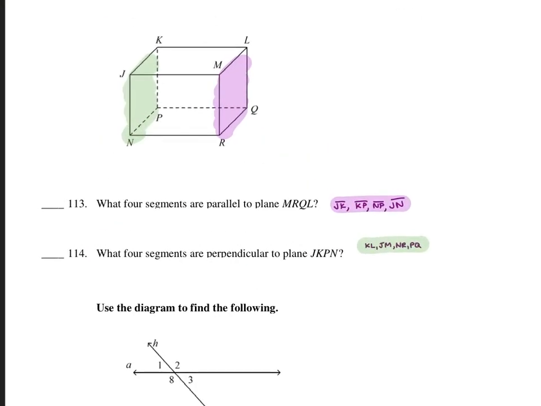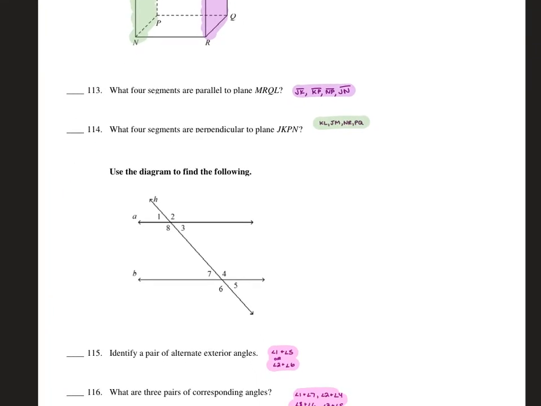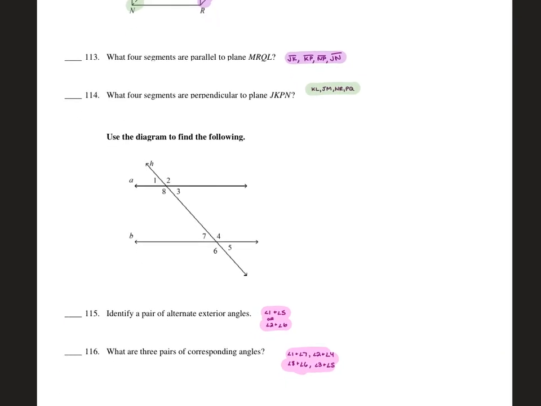113, now you're talking parallel. They have to be in the same plane. So this would be J, K, K, P, N, P, and J, N. Perpendicular also have to intersect, but they have to intersect at a right angle. K, L, J, M, N, R, P, Q. That was the beginning of chapter 3.